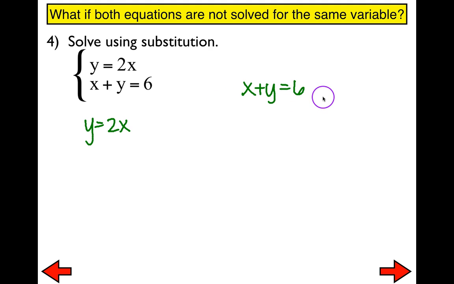This one's not solved for y, but we could change that real quick by simply subtracting x from both sides, which leaves me with y equals -x plus 6. So I know what you're thinking. Some students are thinking, well, how come here we already know that y is already solved for? Why don't we just take the 2x and substitute it in for y? That is true. That will also work.